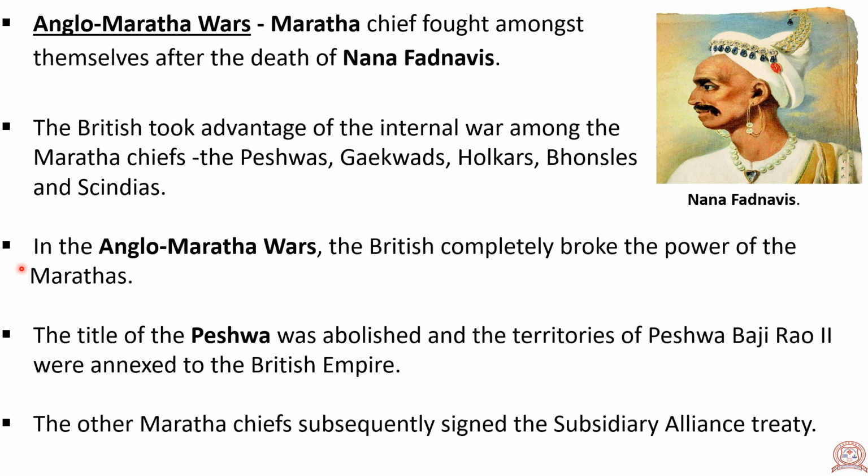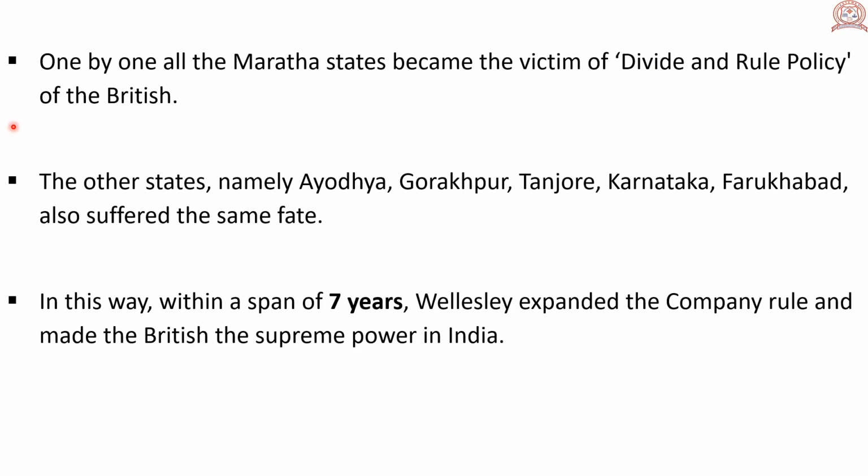In the Anglo-Maratha Wars, the British completely broke the power of the Marathas. The title of the Peshwa was abolished, and the territories of Peshwa Baji Rao too were annexed to the British Empire. The other Maratha chiefs subsequently signed the Subsidiary Alliance Treaty. One by one, all the Maratha states became the victim of the divide and rule policy of the British.